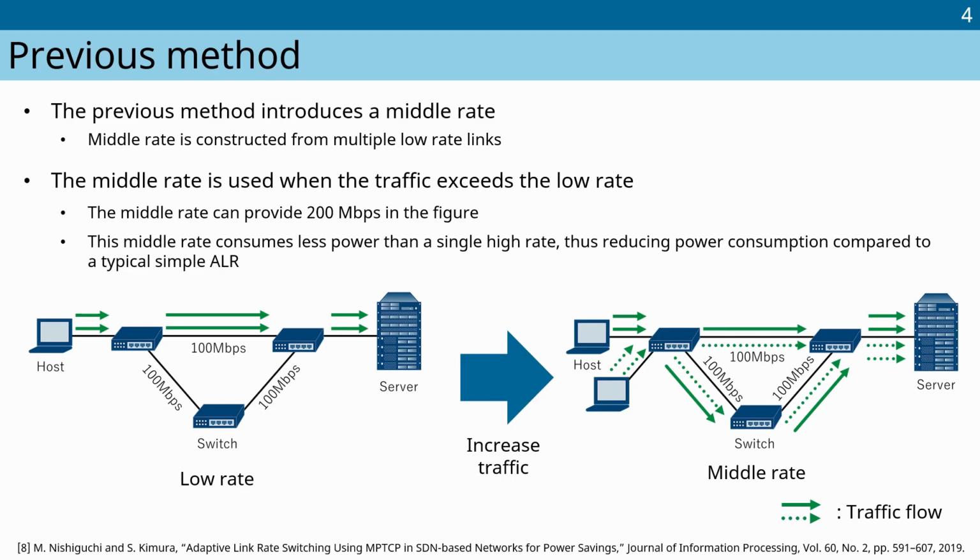To solve this problem, our previous method introduces the middle rate. As shown in the slide, the middle rate is constructed from multiple low-rate links. In this slide, these two links provide 200 megabits per second for the middle rate. So when the traffic exceeds 100 megabits per second at some low-rate link, our previous method doesn't switch to the high-rate link immediately, but uses the middle rate. Since the middle rate links consume less power than the single high-rate link, the power consumption is reduced from that of simple ALR.